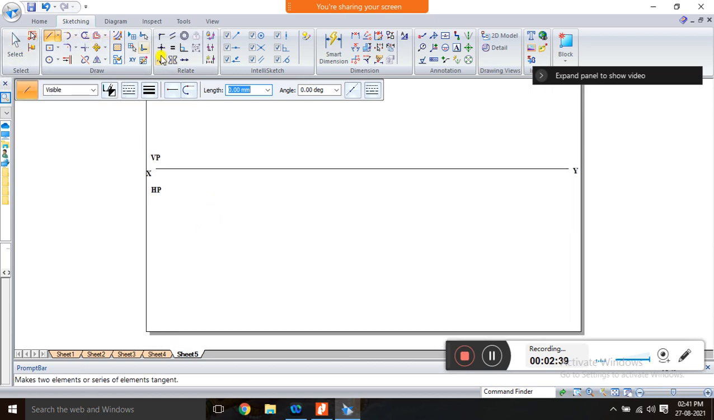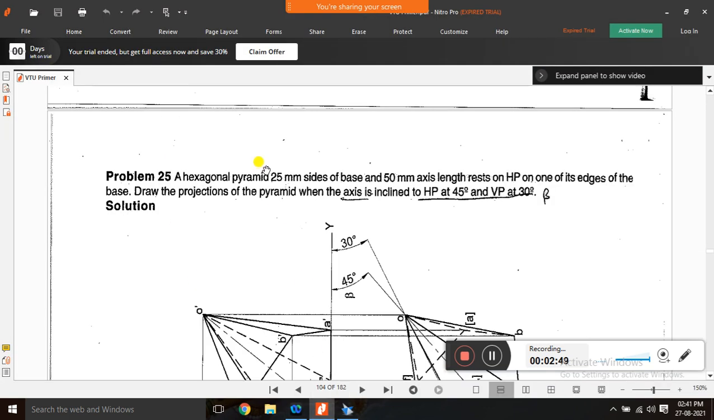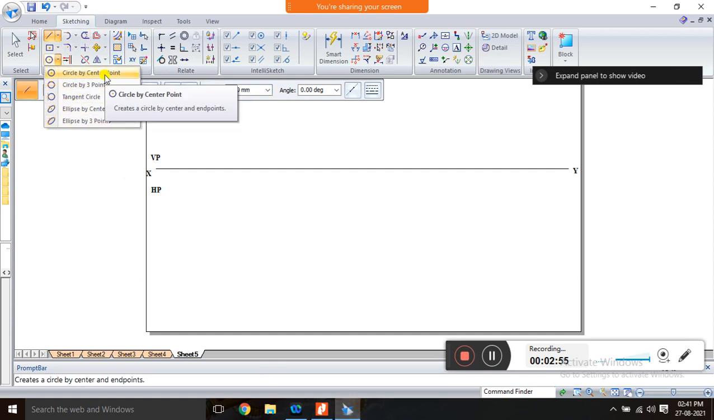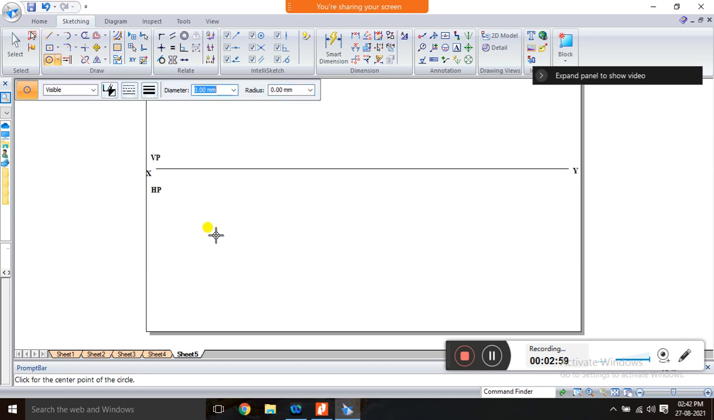We already know that for the hexagon we can easily use a circle. By using the circle method we can easily construct the hexagon. So it is of 25 mm. So take a circle. So from your compass, take the compass and mark 25 mm.